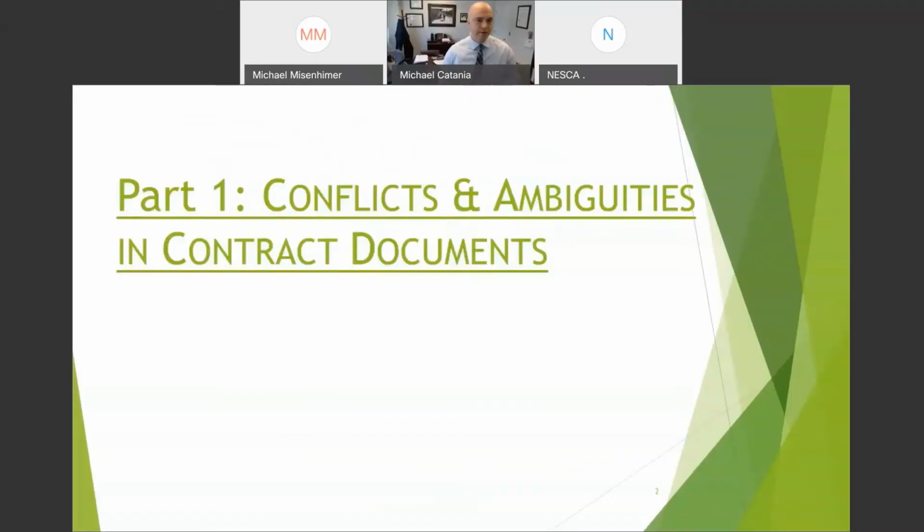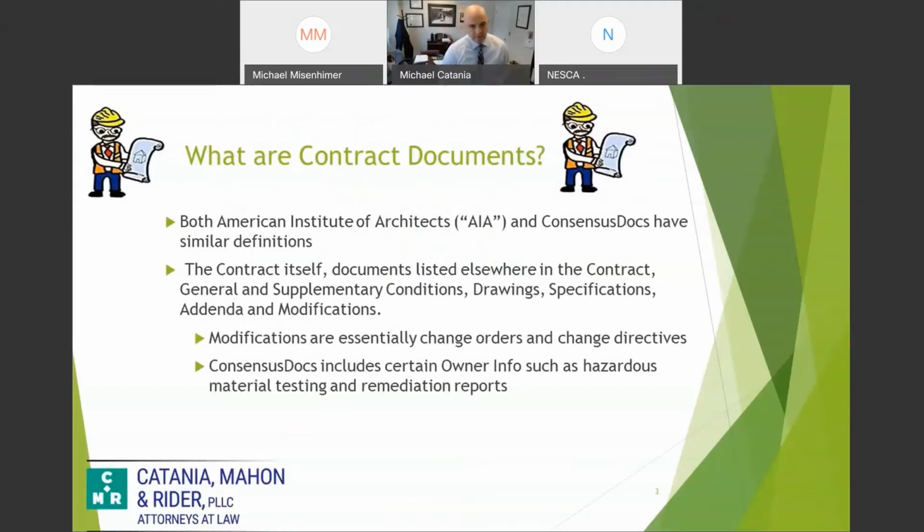So the first part of this is conflicts and ambiguities in contract documents. And obviously, we have to start with what are contract documents. Throughout here, I'll be referencing AIA and ConsensusDocs. They're the two most popular kind of form contracts out there.